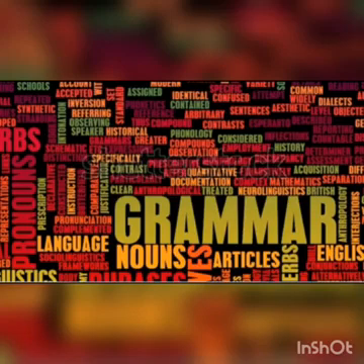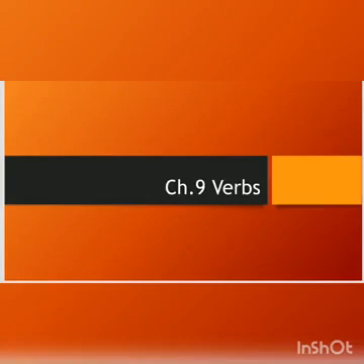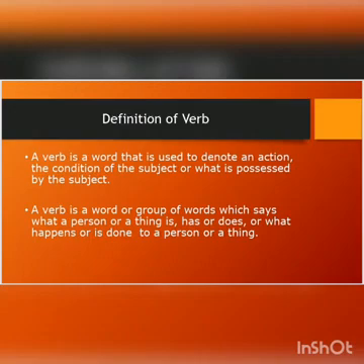Today we are going to study chapter number 9, verbs. Let us have a look at the definition of the verb. A verb is a word that is used to denote an action, the condition of the subject, or what is possessed by the subject. A verb is a word or group of words which says what a person or a thing is, has or does, or what happens or is done to a person or a thing.